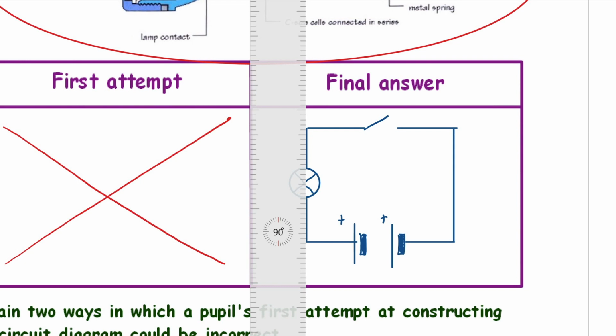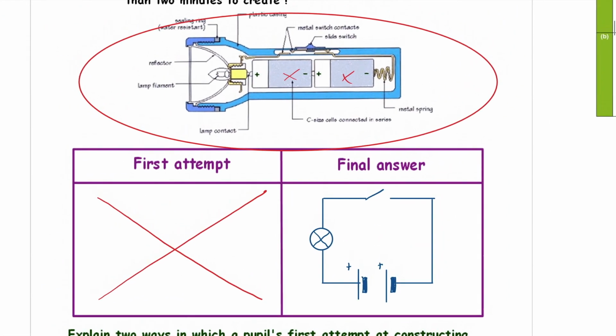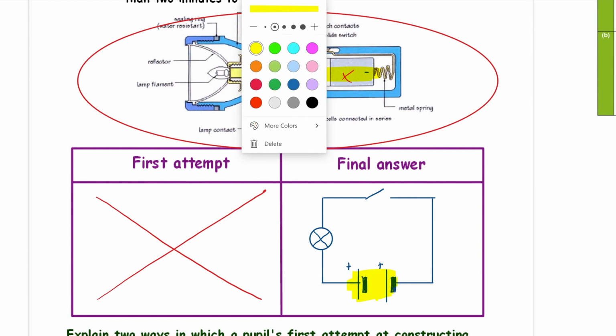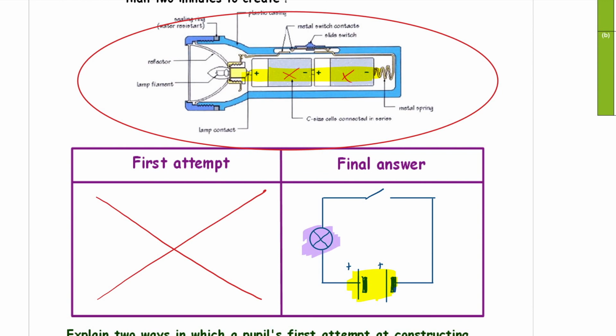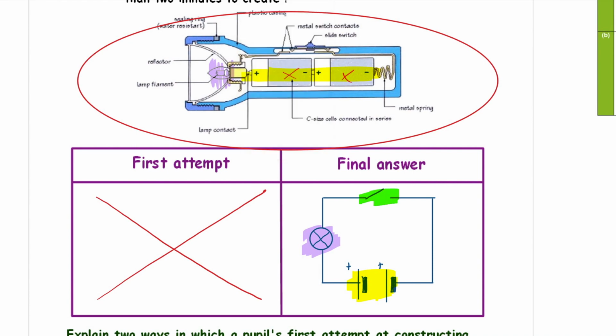Right, I just paused the recording there for a moment to complete the final answer of the circuit diagram. So let's just take a moment to see how that diagram of the torch relates to the circuit diagram underneath. So just colour in a few components. So there's the battery of cells, yellow. The bulb itself, let's use a lilac colour. And let's choose a different colour for the switch. Go green for the switch, and you can see the switch there.